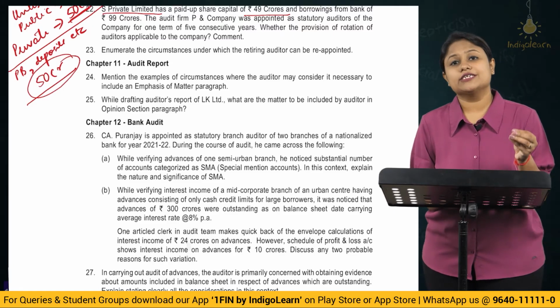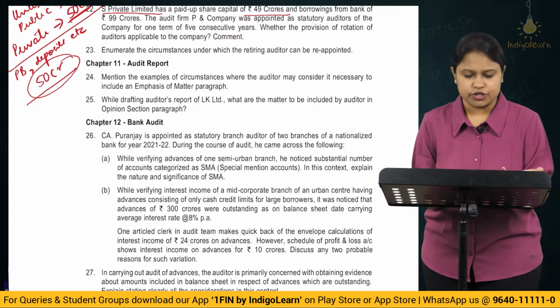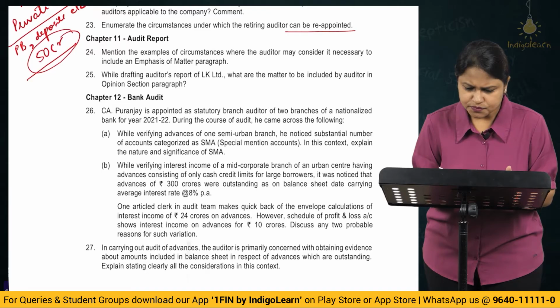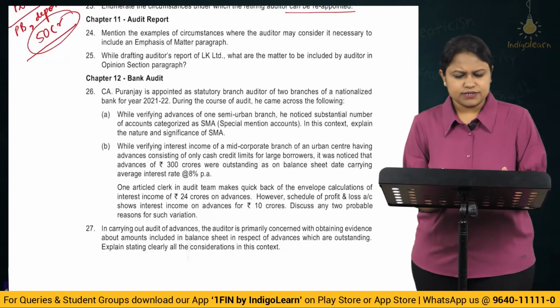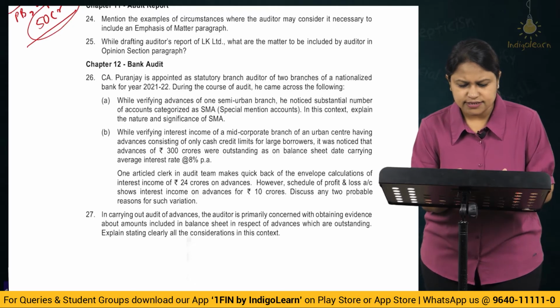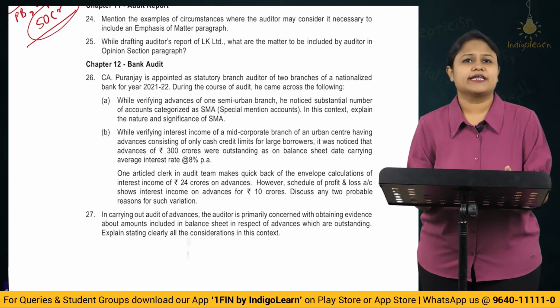And suppose in a particular general meeting, if no auditor has been appointed, then that auditor only will continue. So this is quite simple, that is where he can be reappointed. Then comes chapter 11 about the audit report. Mention the examples of circumstances where the auditor may consider it necessary to include an emphasis of matter paragraph.